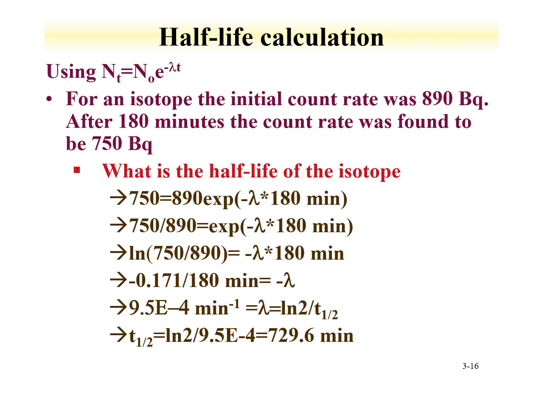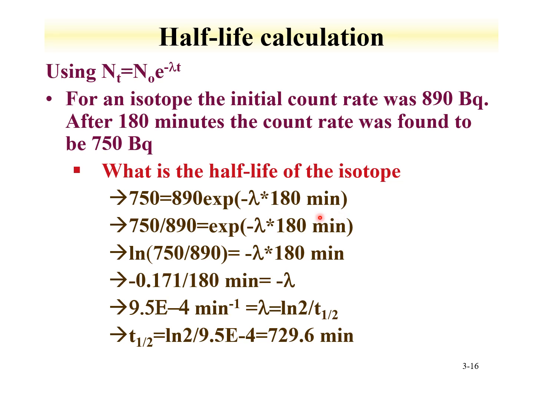Let's make some examples with these equations. So a half-life calculation. Let's use the number of atoms at a given time is equal to the number initial e to the minus lambda t. We'll utilize this in terms of activity. We have an initial count rate of 890 becquerel. After 180 minutes, the count rate was found to be 750 becquerel. What's the half-life of the isotope?